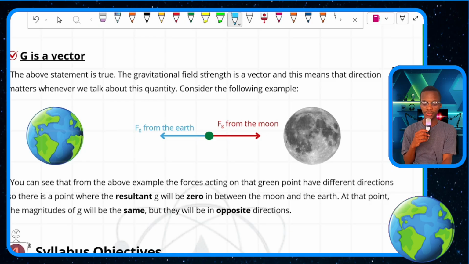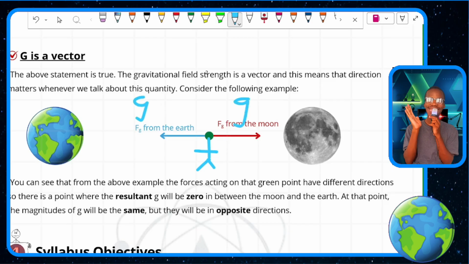If you are standing in between, so let's say this is you, and you're standing between the Earth and the Moon, you're going to experience forces from both sides. So they'll reach a certain point where the resultant value of g, the GM over r squared, will be 0 at a specific point. Because at that point, the value of g will be the same, but opposite in direction. So we have a g in that direction and a g in that direction. And they're going to be opposite, but equal in magnitude, so the resultant g will be 0. So because g is a vector, there's a specific point where the resultant value of g will be 0.